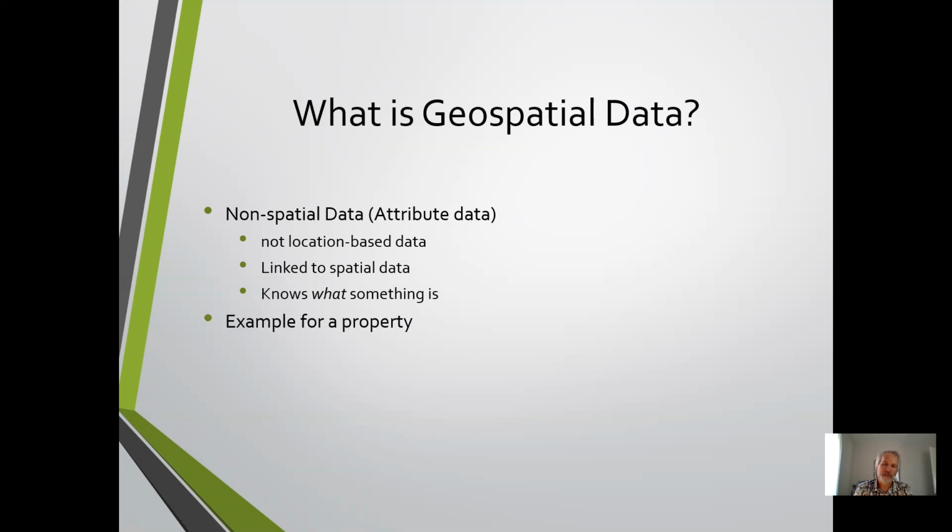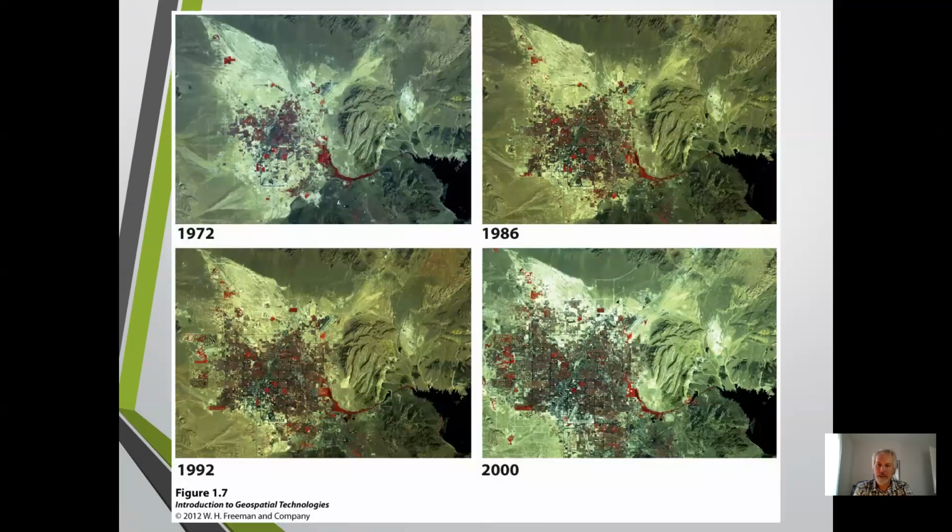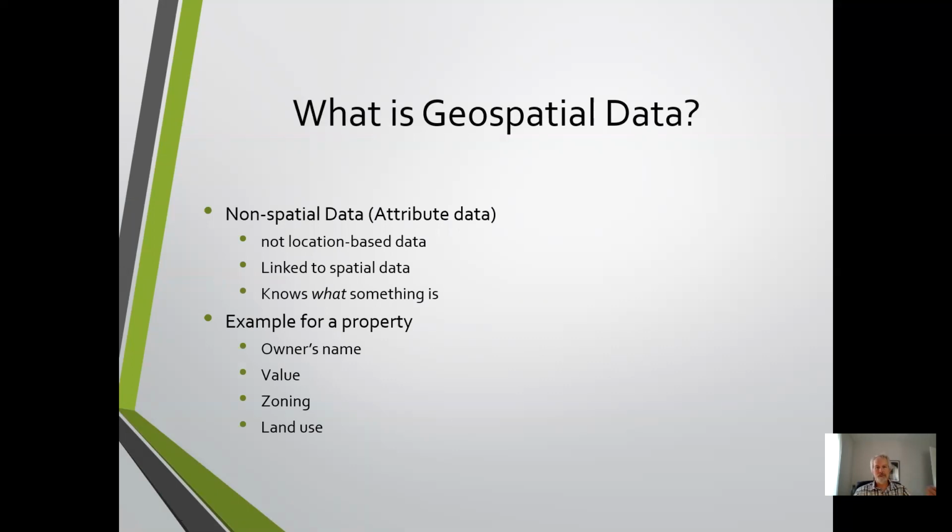Okay, so here's an example of a property. If you have a property, a polygon of some kind out there, you can have the boundary location, the bearings and the distances that go around this thing. That's your spatial data. But then you're going to have things that you attach to this, like the owner's name, the value of that property, the zoning that it falls under, the land use type, those kinds of things. So again, keep those in mind. We're going to be talking about that a lot over time. You might be aware of those two things, but just remember, non-spatial is attribute, spatial data is location-based data.